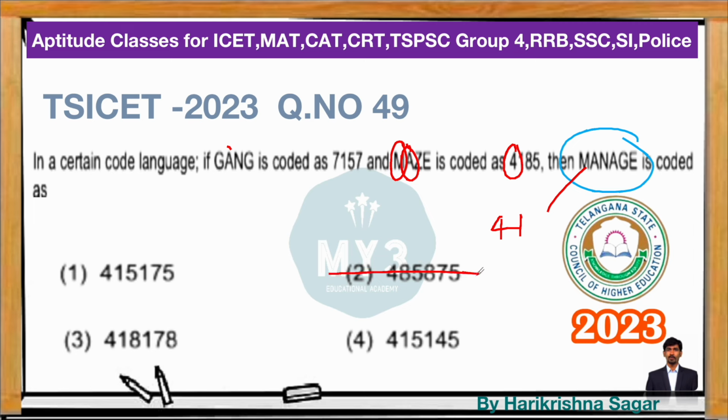So that means answer must be starting with 4 1. And N is coded as what? In gang we have N. N is coded as 5. That means answer cannot be this. Answer can be any one of these two. So again A is 1 because we know this A is 1. And G, what is G here? G is coded as 7. So answer must be this, eliminate this. Like this also you can check, and if it is not matching, you have to look for only logic. Okay, hope it is clear for you.